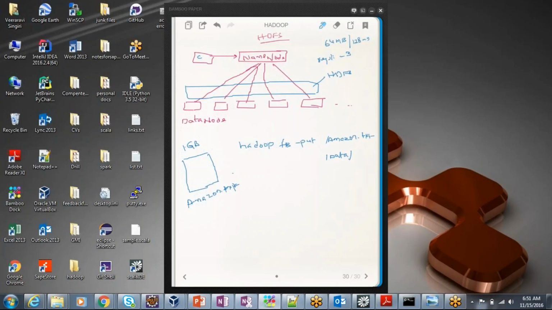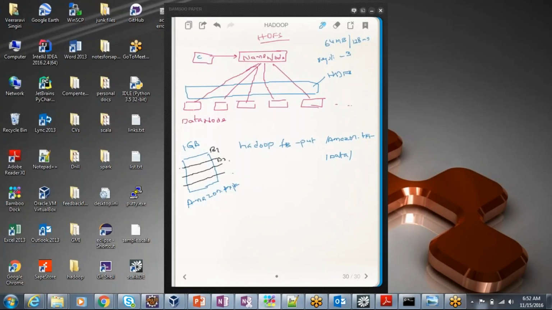As soon as I execute this command, what will happen? My client, which is where I'm executing this command, will break this data into pieces. Why will it break into pieces, guys? Because the whole data will be divided into smaller blocks. The block size is 64 MB or 128 MB, so the whole data will be divided into blocks.